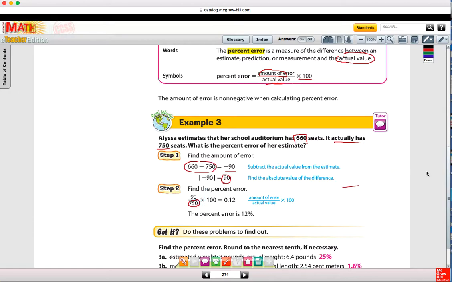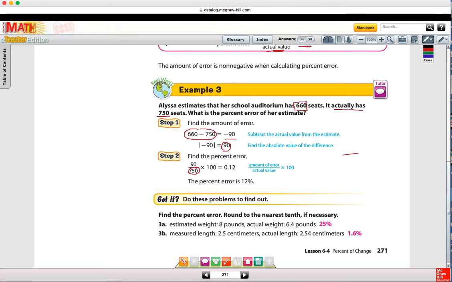So let's take a look at the bottom of page 271, the estimated weight was 8 pounds and the actual weight was 6.4 pounds. So the first thing we're going to do is take 8 minus 6.4, okay, and we get 1.6. Okay, so that's the difference. I don't think you're going to have a problem with that part, but you want to divide by the actual weight, in this case 6.4. And 1.6 divided by 6.4 is actually 1/4. If you reduce that, again, 25%.